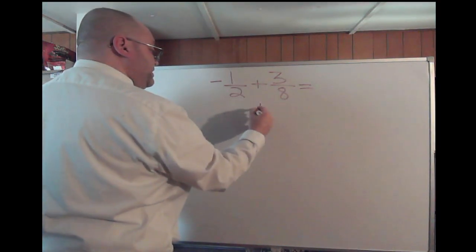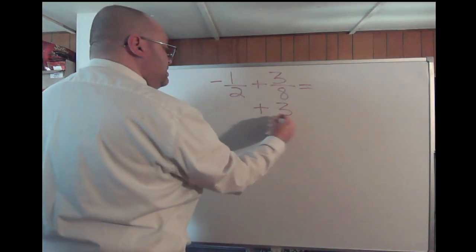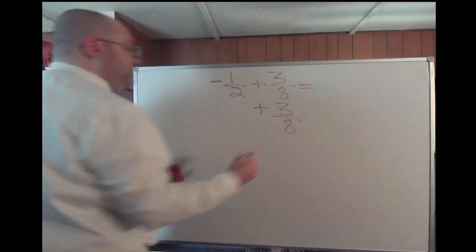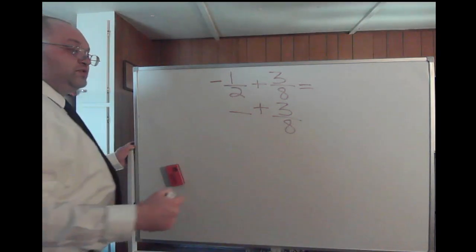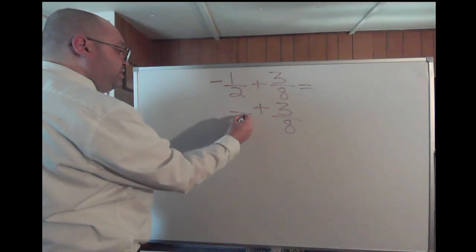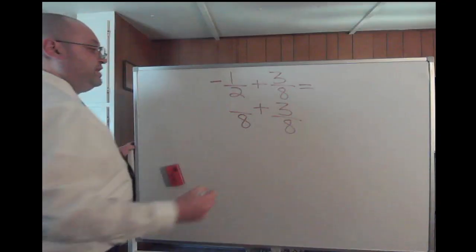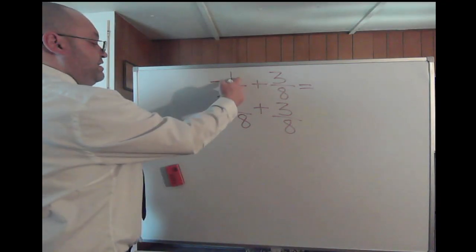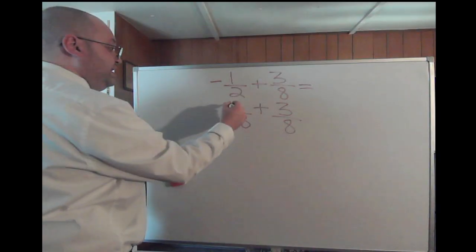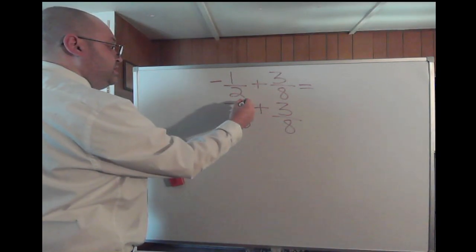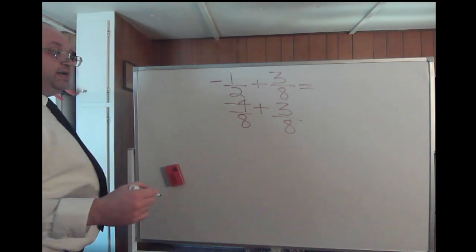So that plus 3/8 can be left alone. We already got the denominator of 8 there, but we need to convert that denominator of 2 to an 8. In order to do that, you got to multiply by 4. So you'll have a denominator of 8. Now that negative 1, you have to multiply by 4 since you did it to the denominator. You get negative 4. So now we can go ahead and do the addition.